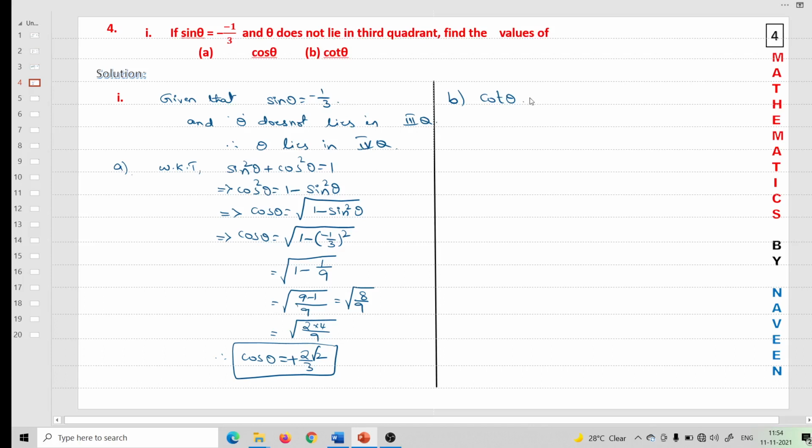Clear? Next, cot theta. What is the cot theta formula? Cos by sine, right? We have to write the formula in known terms only. So here sine and cos values are there. So cot theta can be written as cos theta by sin theta. Substitute the values of cos and sine. What is cos? 2 root 2 by 3, divided by sine value, which is minus 1 by 3. Here 3 gets cancelled. 2 root 2 by minus 1 will remain, which is nothing but minus 2 root 2.